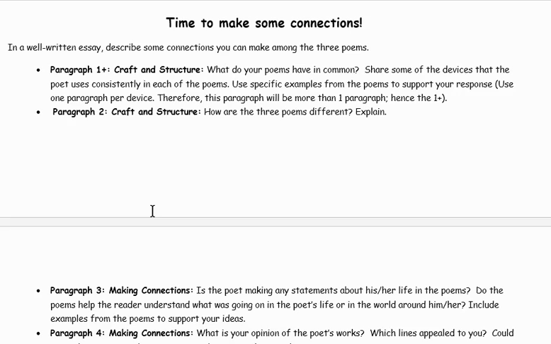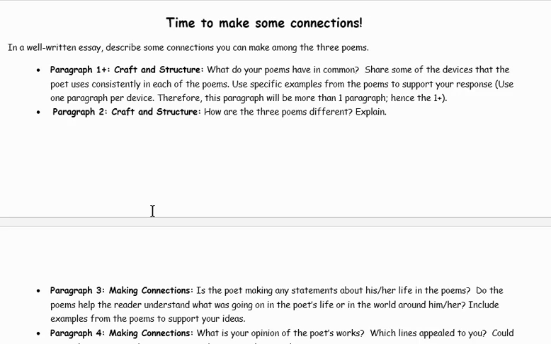I'm asking you to use 1 paragraph per device. So if you say this poet uses a lot of similes, that will be 1 paragraph in itself. If he or she also uses personification, move on to the next paragraph to explain the examples of personification. Therefore, this paragraph will be more than 1 paragraph, hence the 1+. Okay.